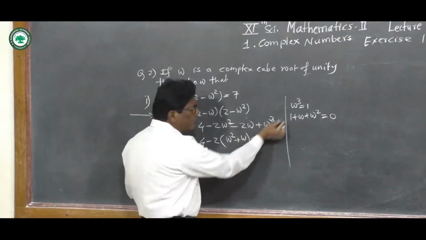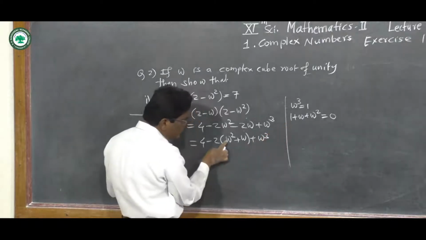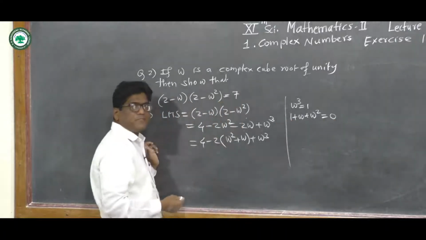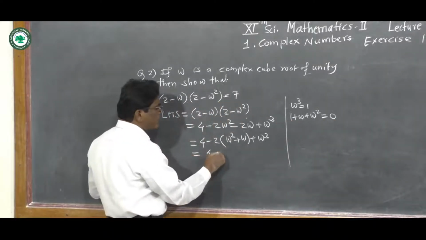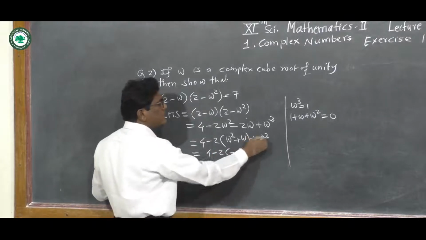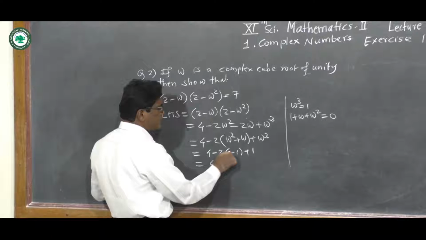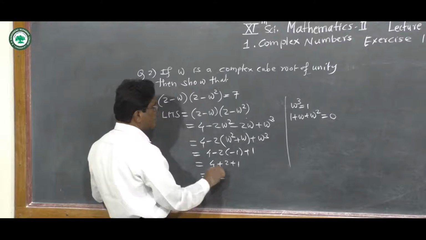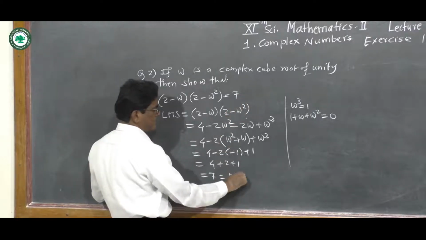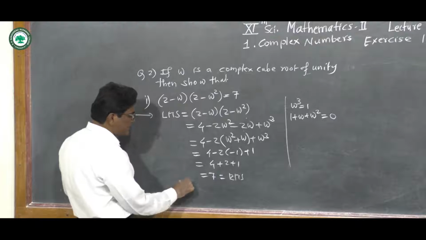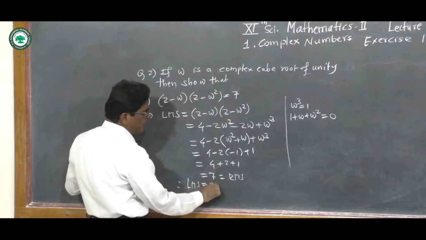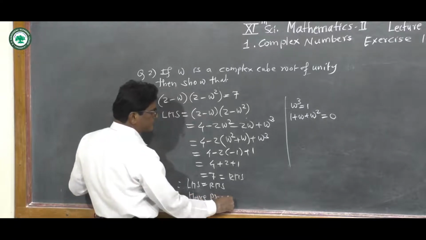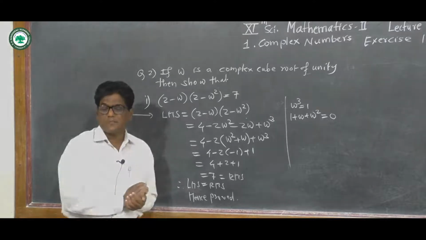Now here we put omega cube as 1, and from this relation omega square plus omega, carry this 1 to the right hand side, it is minus 1. And therefore it is equal to 4 into minus 2 into minus 1, and plus omega cube is 1. So it is equal to 4 plus 2 plus 1. So 4 plus 2, 6, 6 plus 1, 7. And this is equal to the right hand side, RHS. So LHS is equal to RHS. Hence proved. Get it?